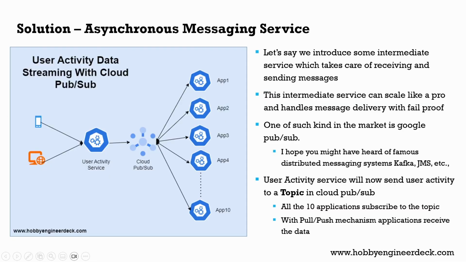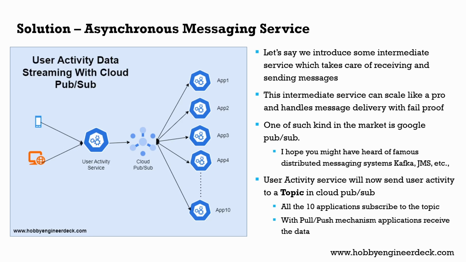Let's say we introduce an intermediate service which takes care of receiving and sending messages. This intermediate service can scale like a pro and handles message delivery in a fail-proof way. One such service in the market is Google Cloud PubSub. You might have heard about famous distributed messaging systems like Kafka and JMS, and all other clouds also have distributed messaging systems. Unlike other systems, Google Cloud PubSub is mainly used to handle or stream analytical data as well.